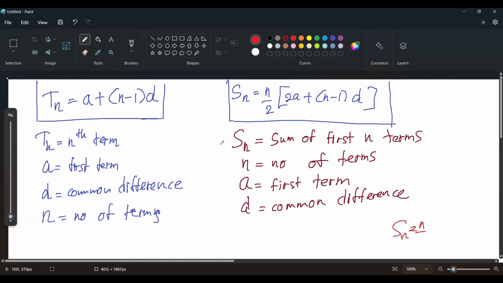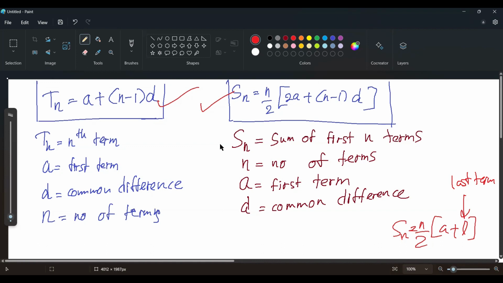Sn equals n over 2 times (a plus l), where l should be the last term. If the last term is mentioned, you can use this equation also. But you can easily use these two equations to get the solution of any question. These are two equations you have to remember.